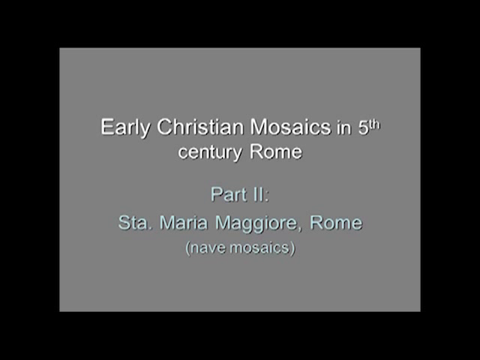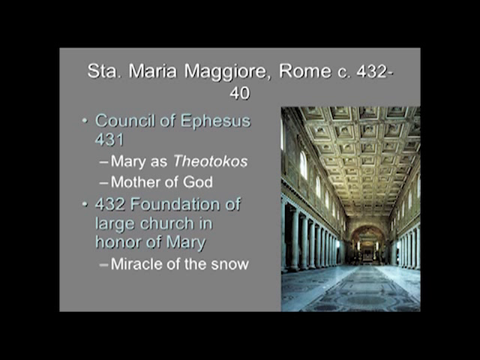We're now going to talk about the architecture and the mosaics in the Church of Santa Maria Maggiore in Rome. Santa Maria Maggiore was erected somewhere around 432 to 440, and it was built by Pope Sixtus III. It's a basilica church, and it is the first major church dedicated to Mary, the mother of Jesus. And you can see that in the name, Maria, Mary, Maggiore, major.